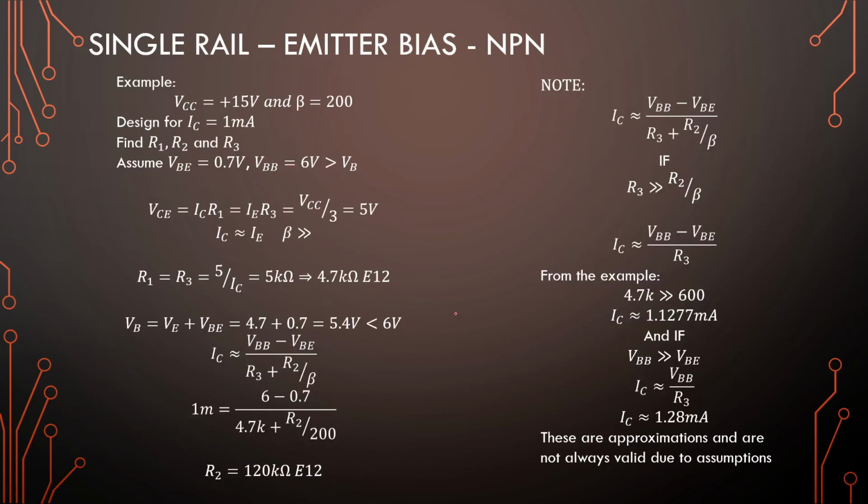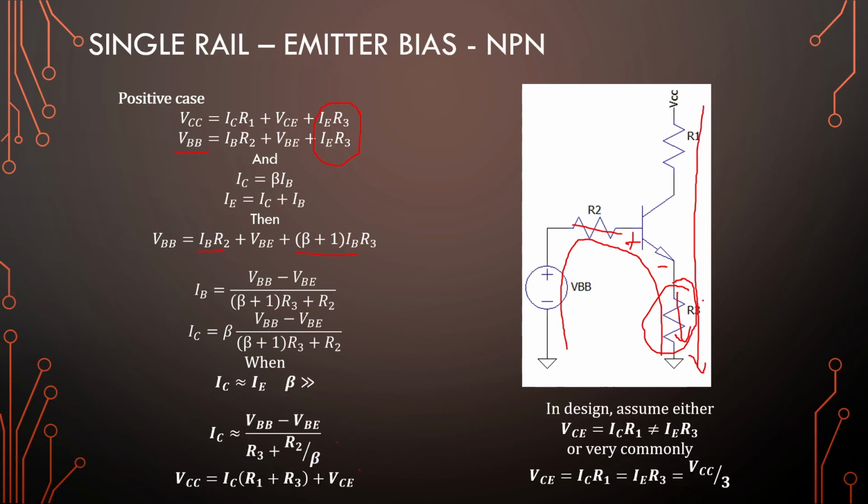Right, so let's go into an example. We'll get to the note in a moment. So let's say our VCC is 15 volts. We design for 1 milliampere current. We need to ensure that our VBB is larger than VB. So if we pick this 6 volts, it should be larger than our VB value, because VB is the 5 volt drop over here plus 0.7 is 5.7. So there should be 0.3 volts left here towards our VBB over there.